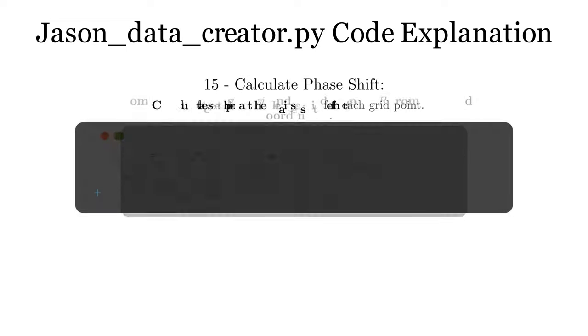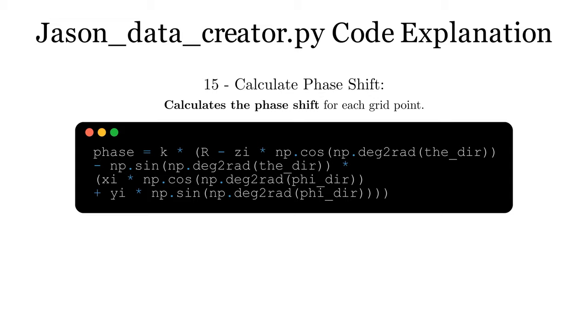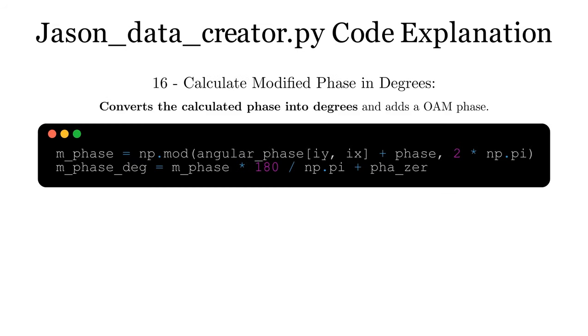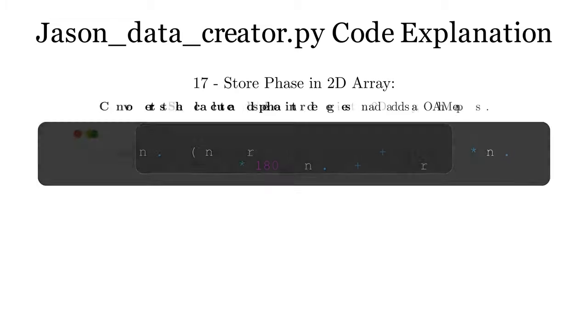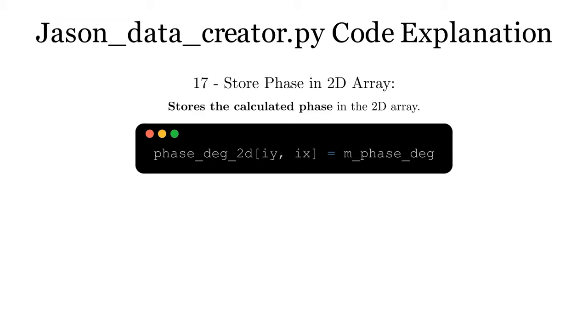Step 15. Calculate phase shift. It calculates the phase shift for each grid point. Step 16. Calculate modified phase in degrees. It converts the calculated phase into degrees and adds a reference phase. Step 17. Store phase in 2D array. It stores the calculated phase in the 2D array.